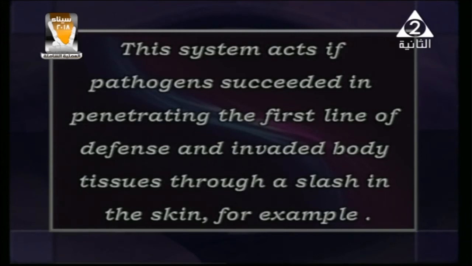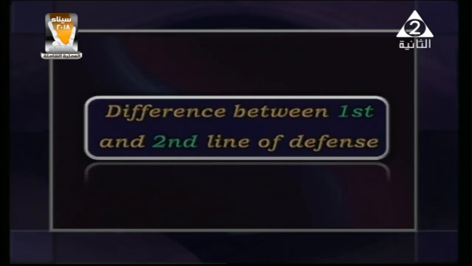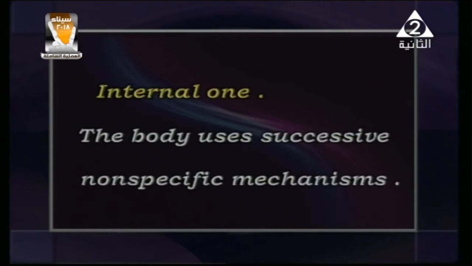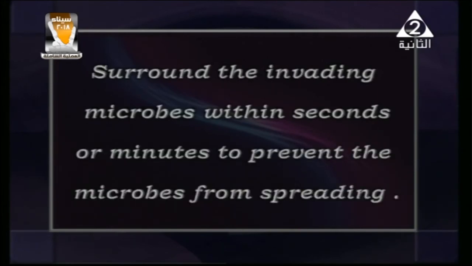So this second system acts if the pathogen has already succeeded in penetrating the first line of defense and has invaded your body tissue, through cuts in the skin, or by food, by air, or some other way. For example, the difference between the first and second line of defense is that the internal one uses successive non-specific mechanisms that surround the invading microbes within seconds or minutes to prevent the microbes from spreading.